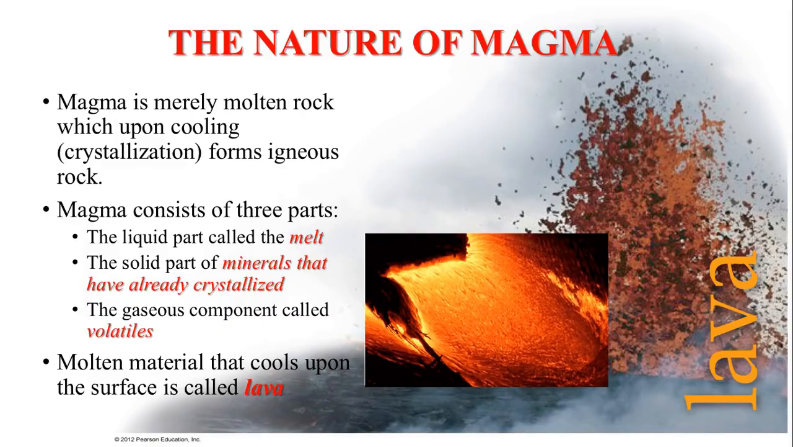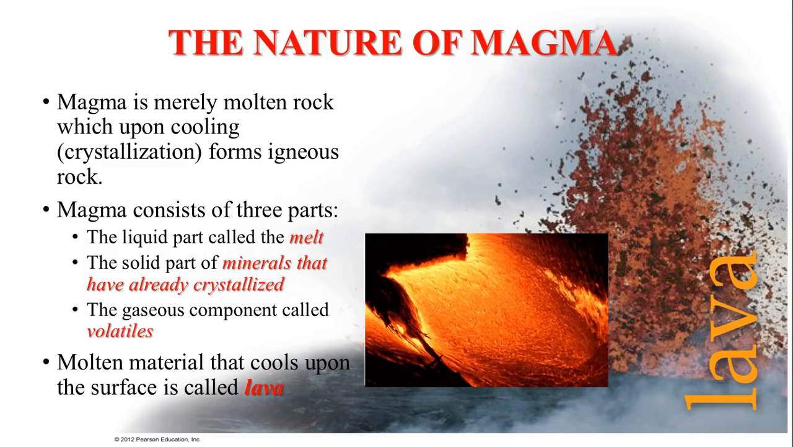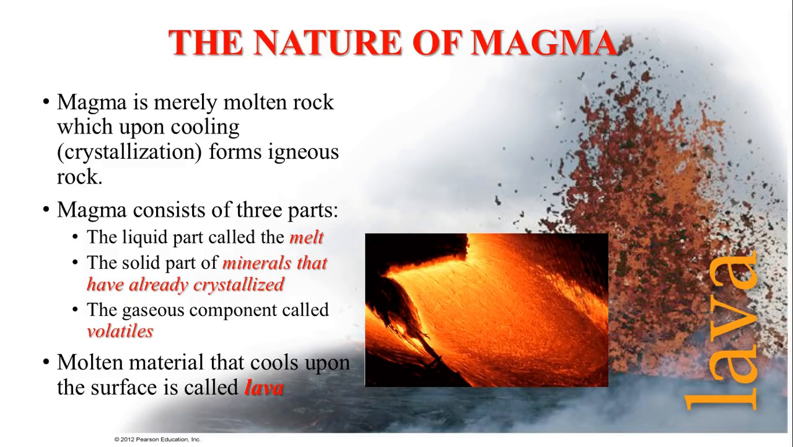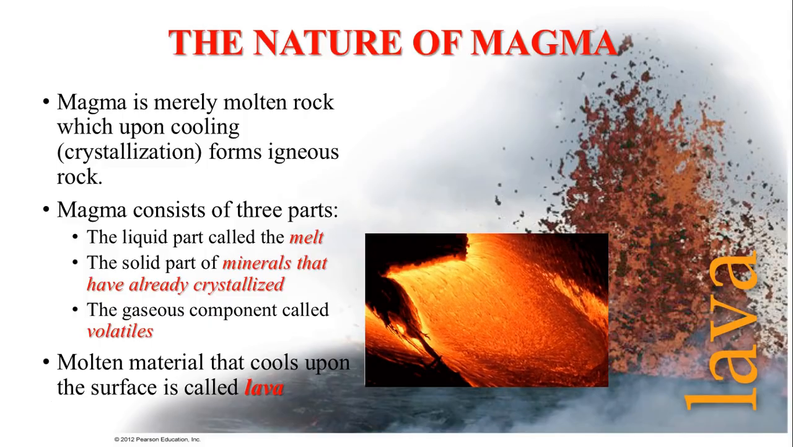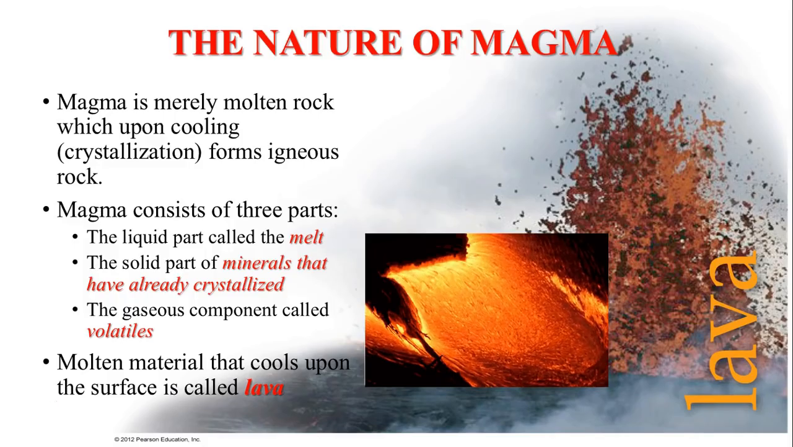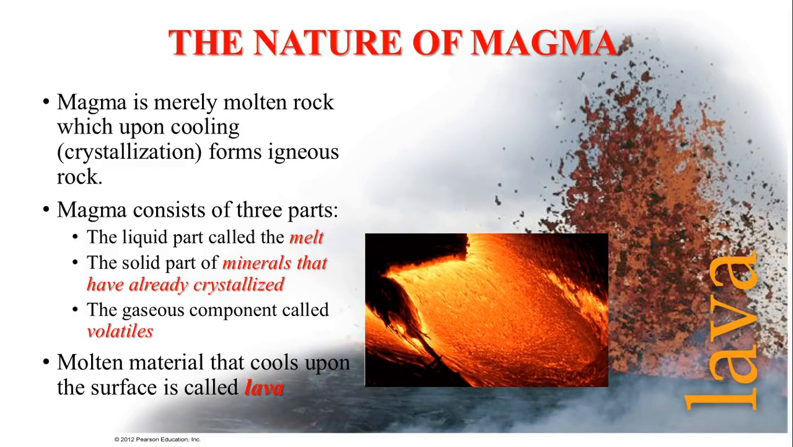Where we're going to begin with igneous rocks is understanding the formation of magma. Magma is merely molten rock that is found beneath the surface, whereas lava is molten material that is found upon the surface. Whenever you start differentiating igneous rocks, and you'll understand this in the next few lectures, an igneous rock that forms from lava is going to be somewhat different than an igneous rock that forms from magma.